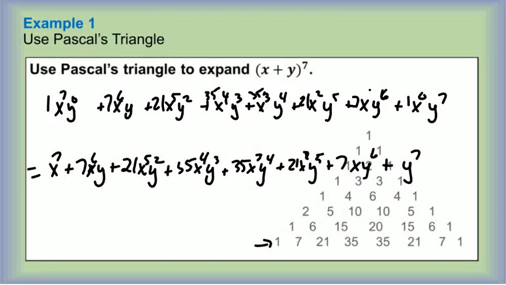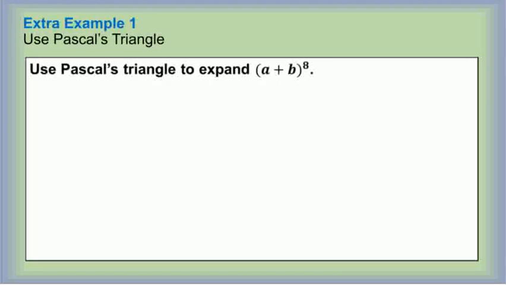So it's going to be a very long answer. The bigger the exponent, the longer your answer is going to be. But you can see using Pascal's triangle makes the math a lot easier. You're just worried about making sure the exponents on the variables add up to 7. Next, use Pascal's triangle to expand this one.